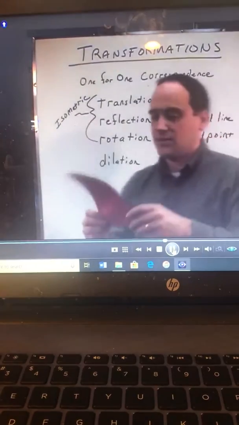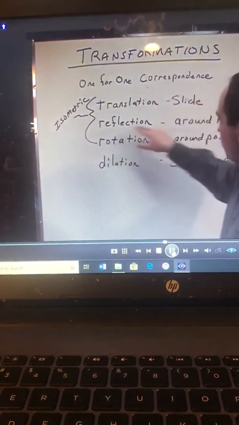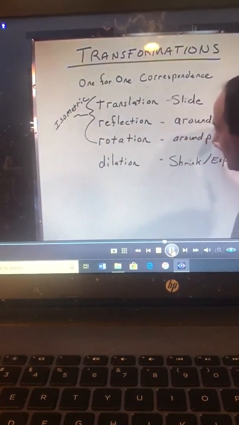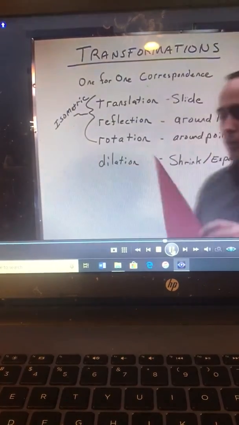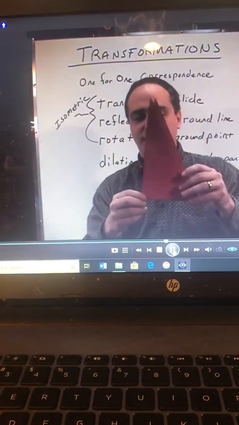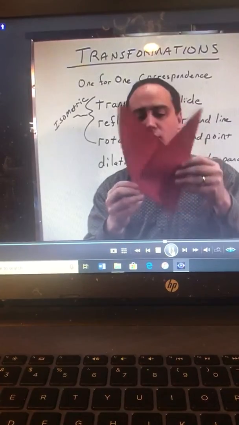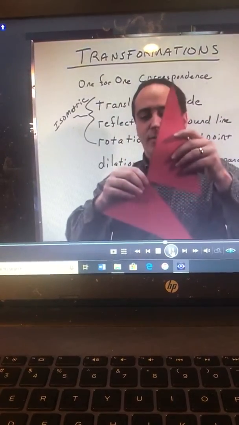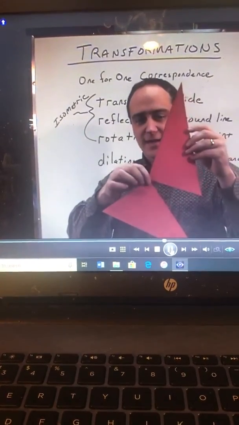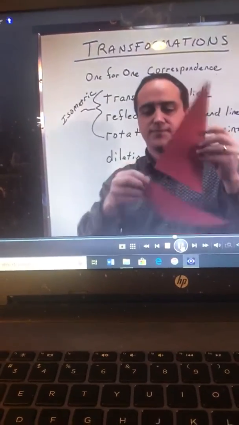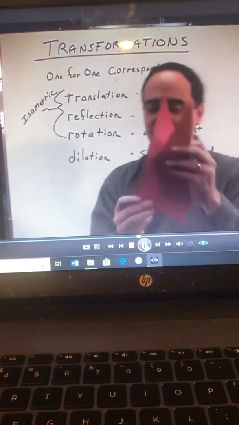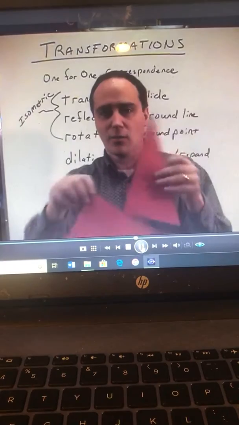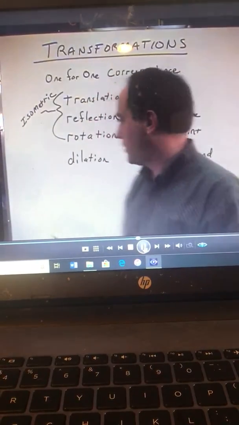Rotation. A reflection tends to be around a line. A rotation tends to be around a point. So if I hold a point still, I can rotate the figure, but one point is still intact, and that is a rotation. Now, obviously, if I rotate all the way back around, I end up in the same place that I was in.